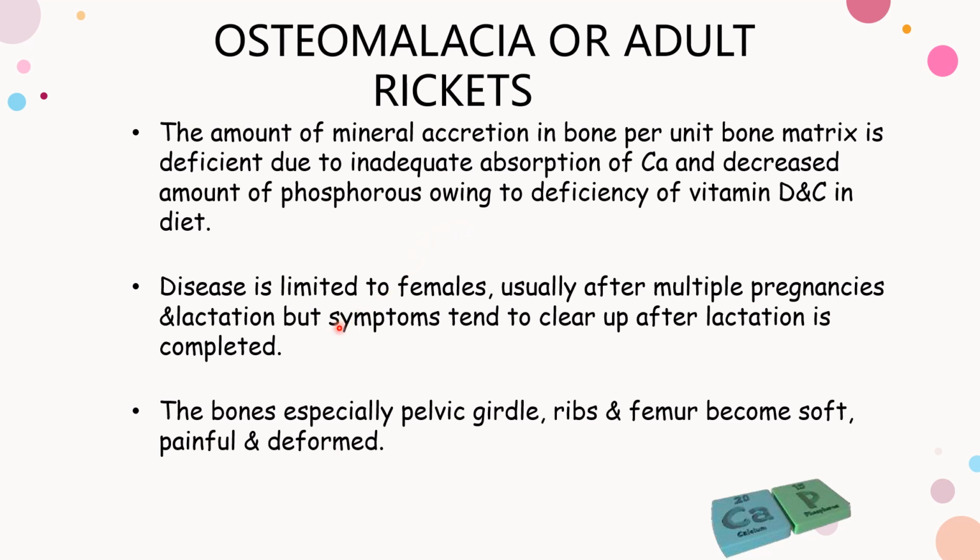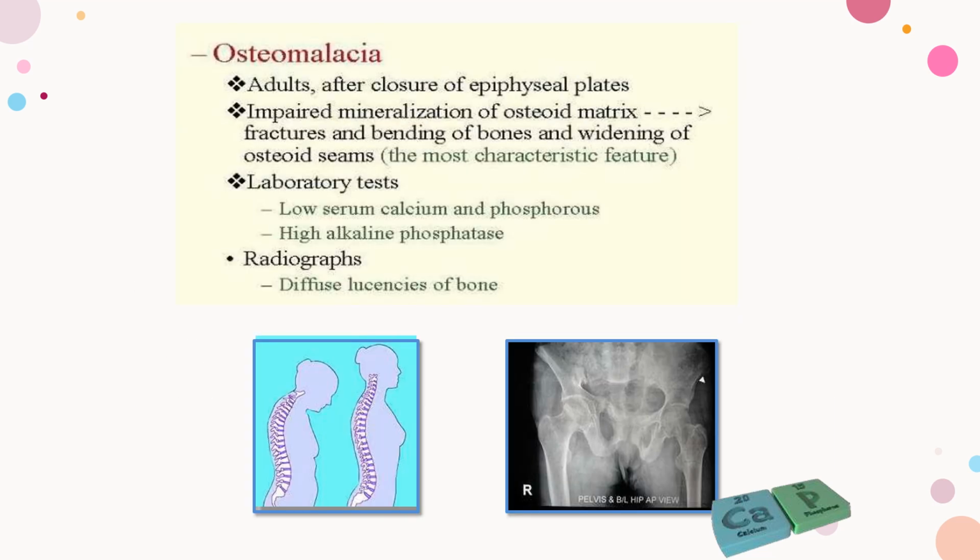So it is limited to females usually after multiple pregnancies and lactation, but symptoms tend to clear up after lactation is completed. And the bones, especially the pelvic girdle, ribs and femur, become soft, painful and deformed. So it is seen in adults after closure of epiphyseal plates, with impaired mineralization of osteoid matrix, leading to fractures and bending of bones and widening of osteoid seams. So these are the most characteristic features.